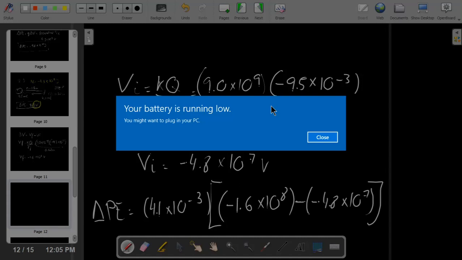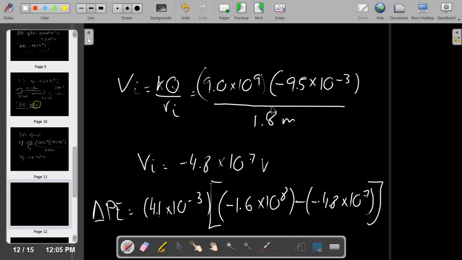Okay, I'm sorry about this. Let me plug in my computer. I didn't realize that it was not plugged in. Okay, I'll get better at this.